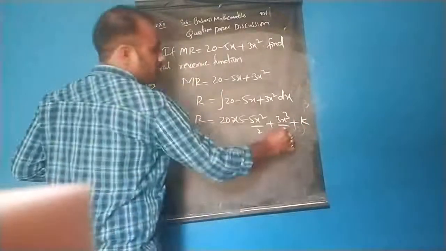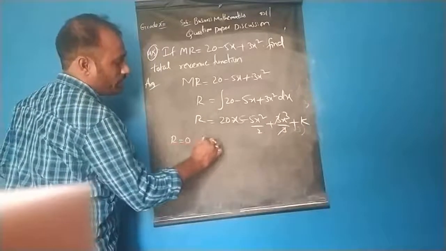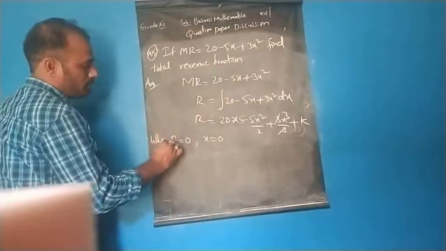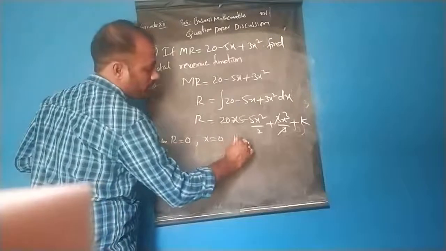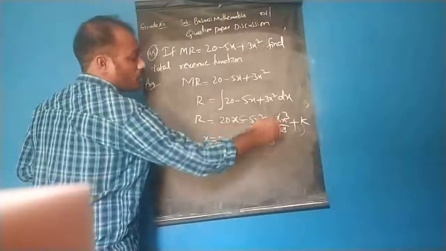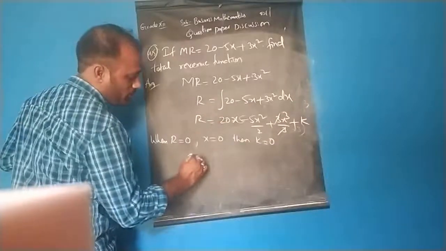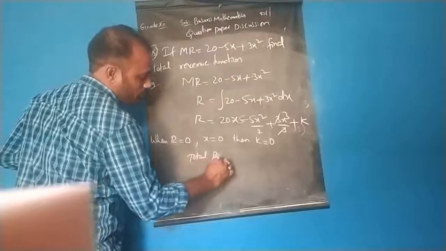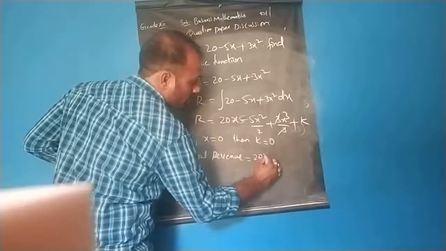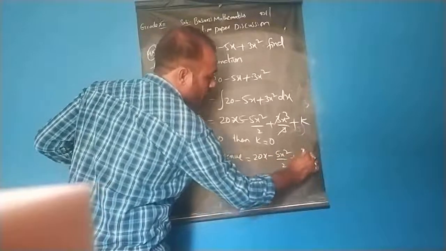So here 3 gets cancelled. So at equilibrium conditions, when r is equal to 0, then x is equal to 0, then we can get k is equal to 0. Why? Because here 0, 0, 0, the total will be 0 and here also 0. So the k value will be 0. If I substitute the k value as 0, then total revenue is equal to 20x minus 5x square by 2 plus x cube.